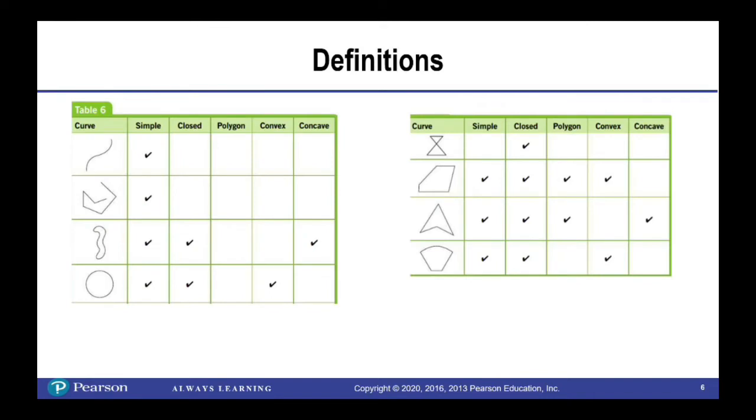On the next page of your notes, you will notice some curves and some boxes with checks describing these curves as simple, closed, polygon, convex, and/or concave. Be sure that you study over these because you'll see problems like this in your homework as well as your quiz.